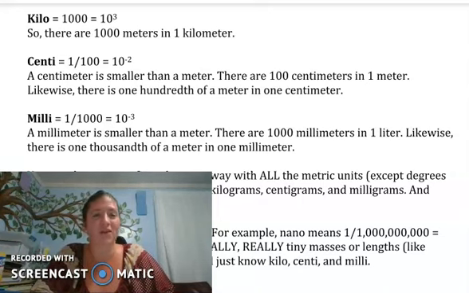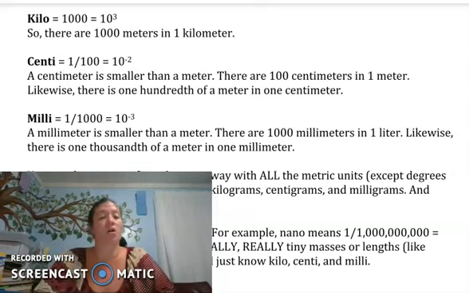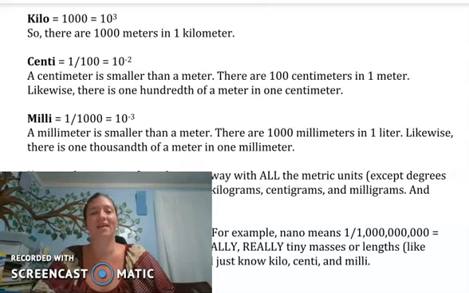Our next one is centi. It is 1/100th, or 10 to the negative 2. That is important there. It's a much smaller one, but it's 1/100th, so it's 1/100th of a meter. A millimeter is 1/1000th of a meter. Our next one there is milli, which is 1/1000th, or 10 to the negative 3. So the millimeter is even smaller than centimeters. There are 10 millimeters in 1 centimeter, or 10 milliliters in 1 centiliter, 10 milligrams in 1 centigram.